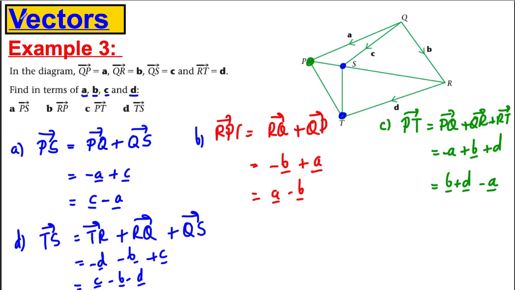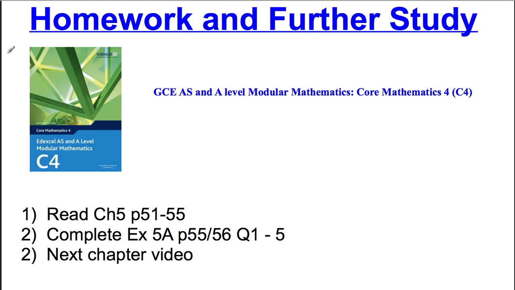So that's everything in the first section on vectors. And just to finish off, make sure you read chapter 5, page 51 to 55, and do exercise 5A, questions 1 to 5.